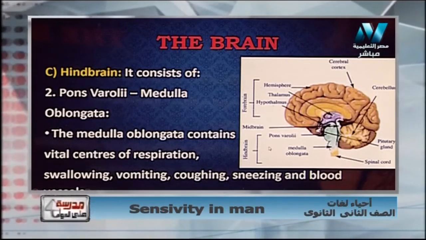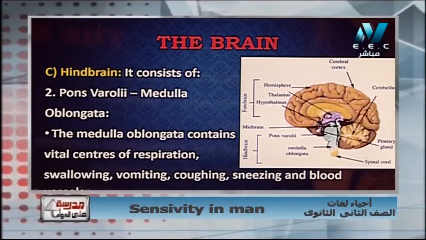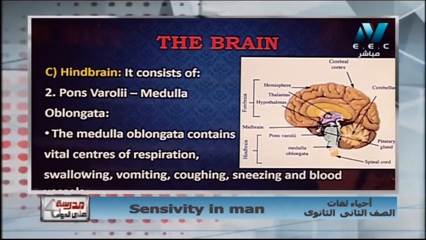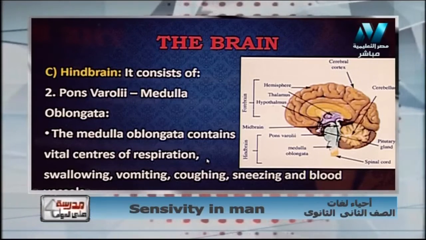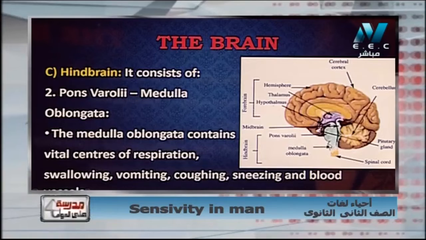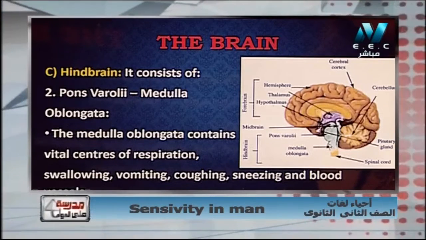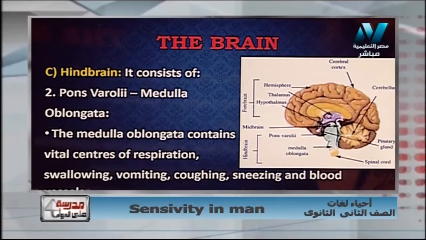Also, the medulla oblongata contains vital centers for respiration, swallowing, vomiting, coughing, sneezing, and blood vessels. So it's very essential for life. If the medulla oblongata is damaged, the person dies immediately.